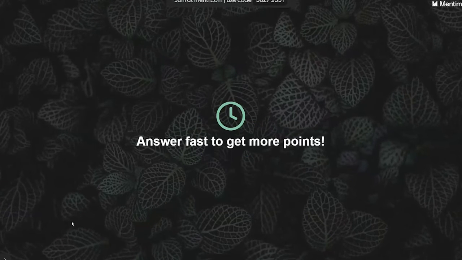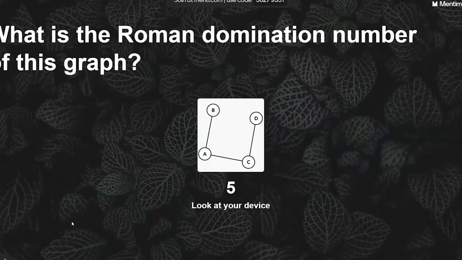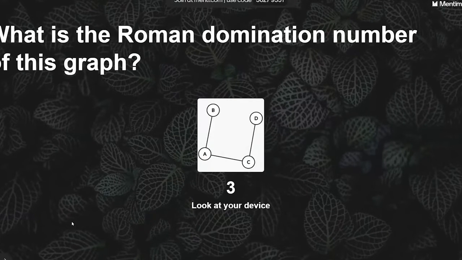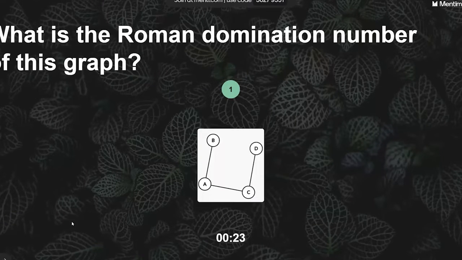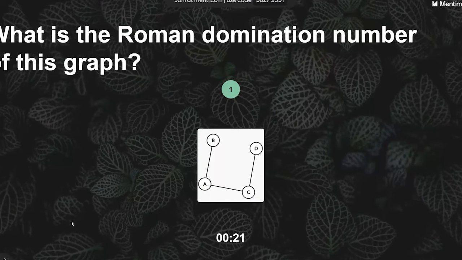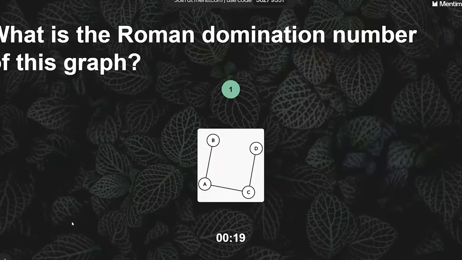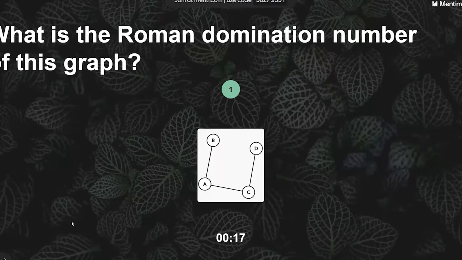Next question. What is the Roman domination number of this graph? Don't say, just write. P4.